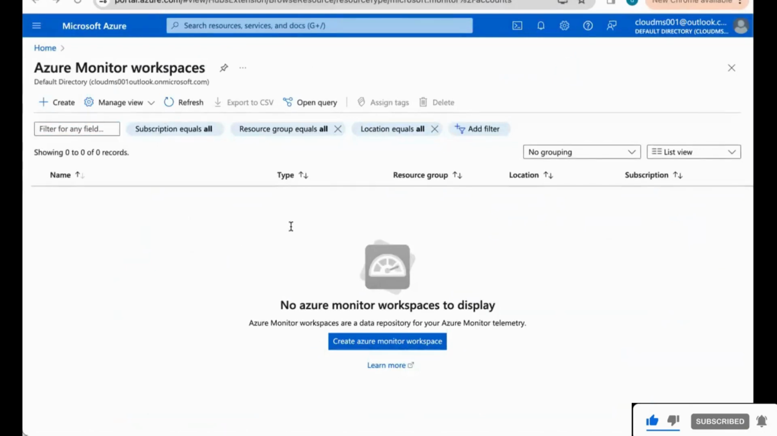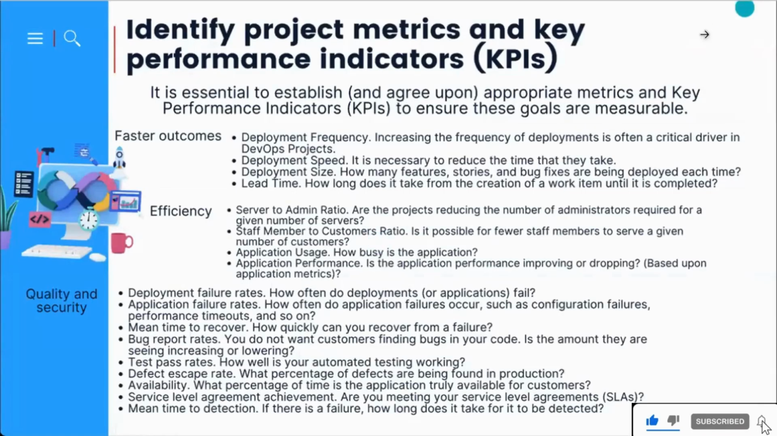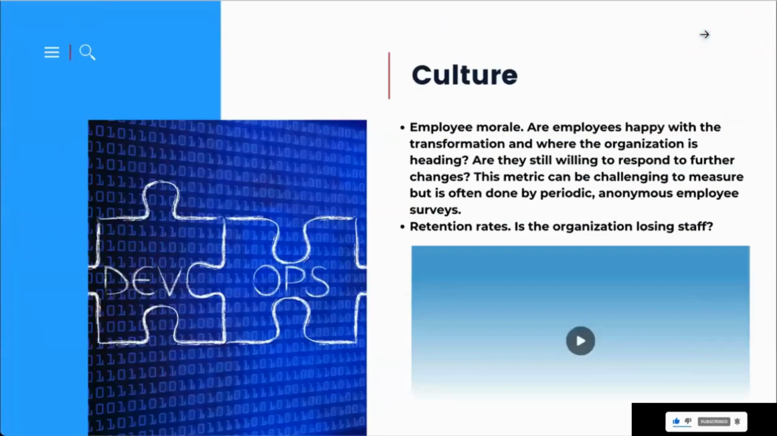Another thing is culture and morale, and employee retention rate. So how happy are your employees, and are they working on it or not? Who wants to work on these things? Employee morale: are employees happy with the transformation and where the organization is going? You find people who really need to work on it.